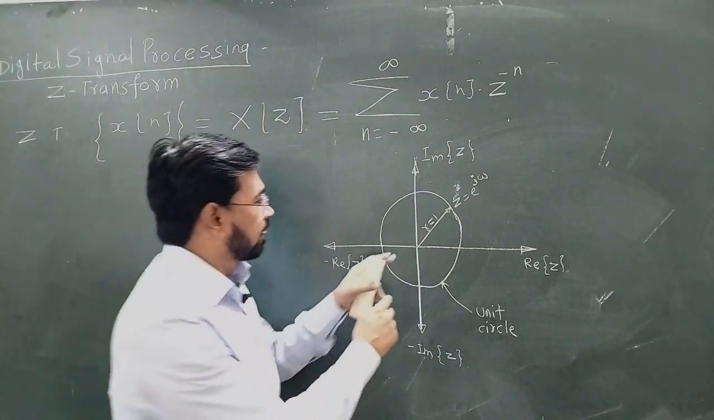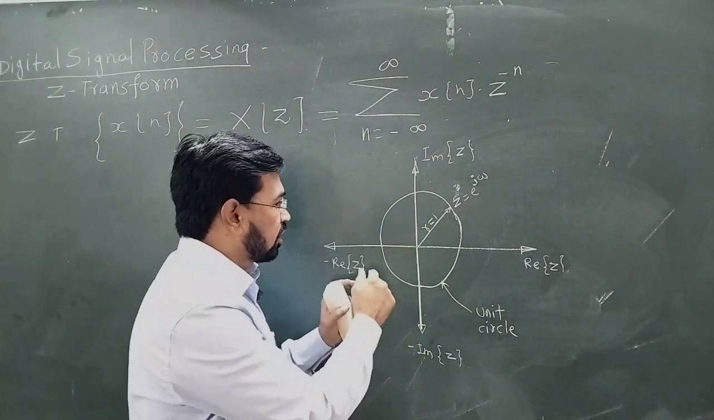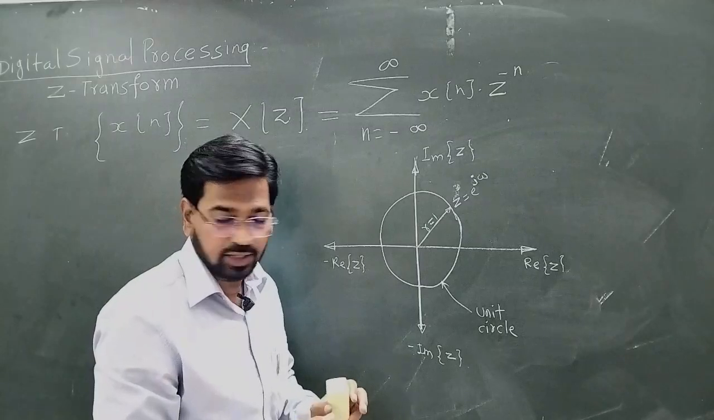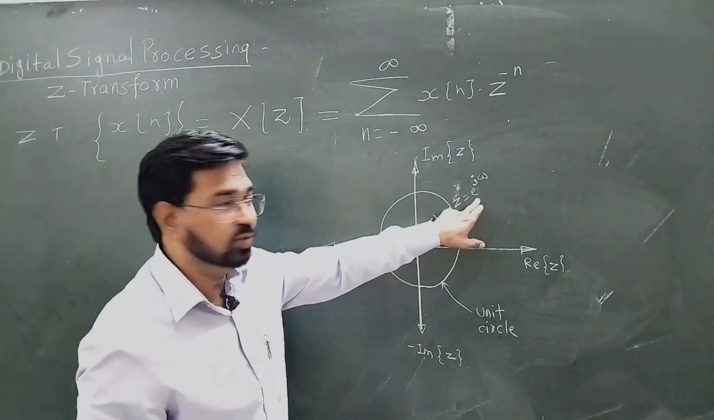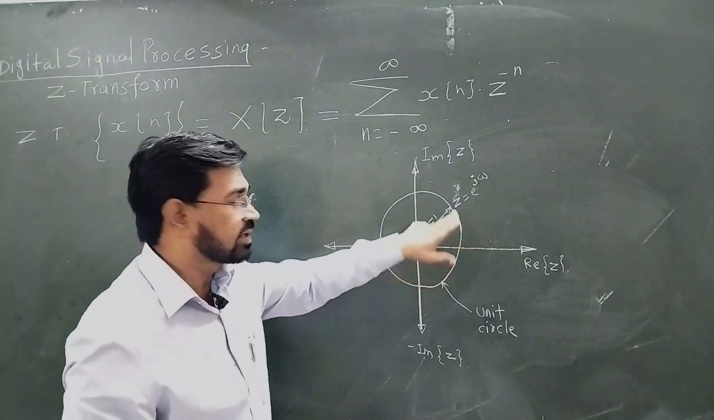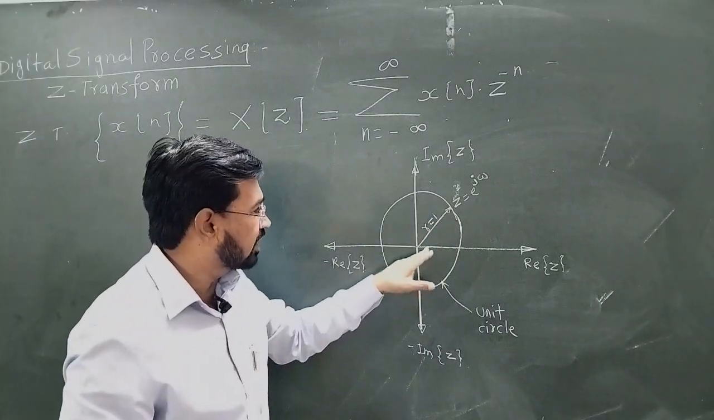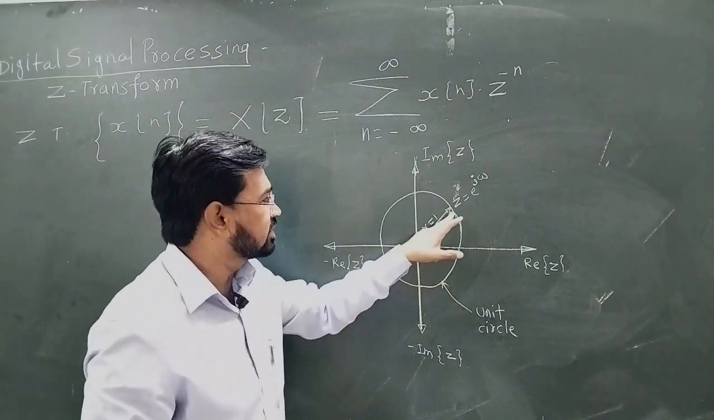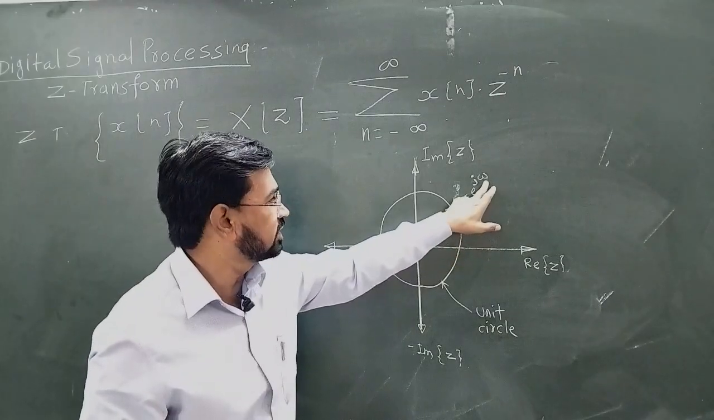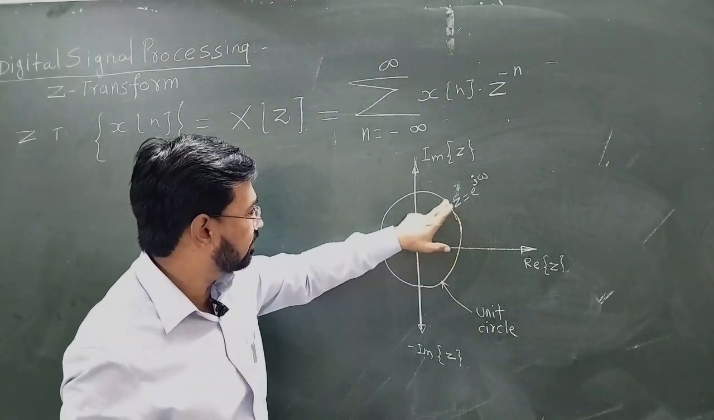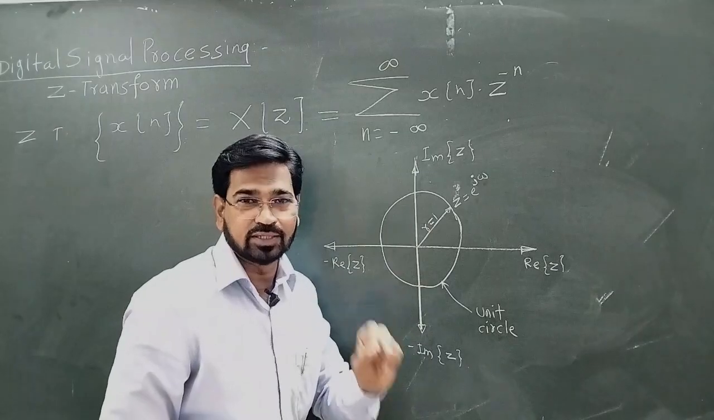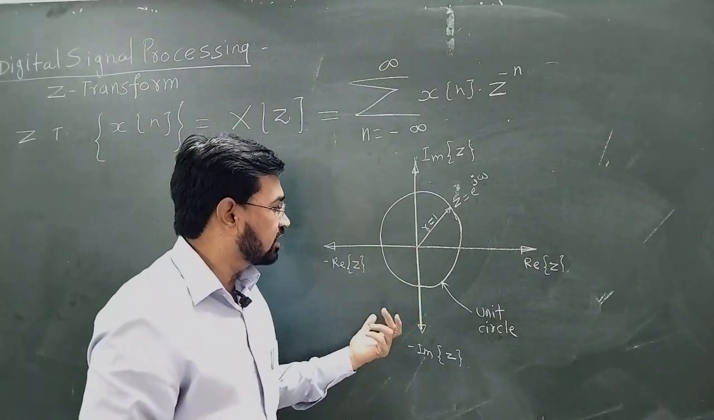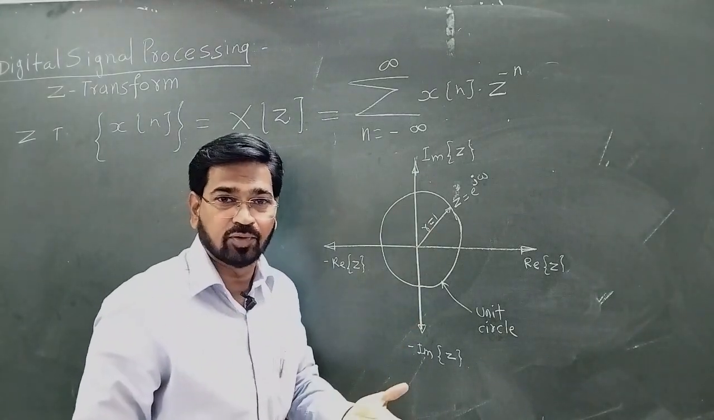We have studied what is the unit circle. Now, what is the importance of the unit circle? One more thing to remember is why we are getting a circle. When r equal to 1, it is one point only. Because of change in omega, if you rotate this value, we can obtain the unit circle. Now, what is the importance of the unit circle in Z transform?